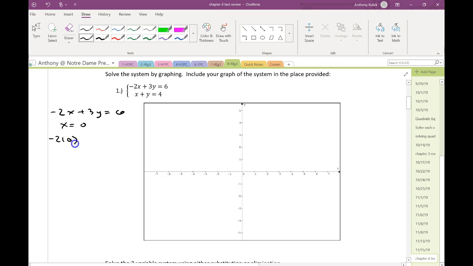I'll plug that in for x, and then find the corresponding y. So negative 2 times 0 is 0, and 0 plus 3y is just 3y. So if I divide both sides by 3, I get y equals 2. So 1 point on that first line is the point 0, 2. 0 is my x, and 2 is my y. Okay with that so far, Madison?